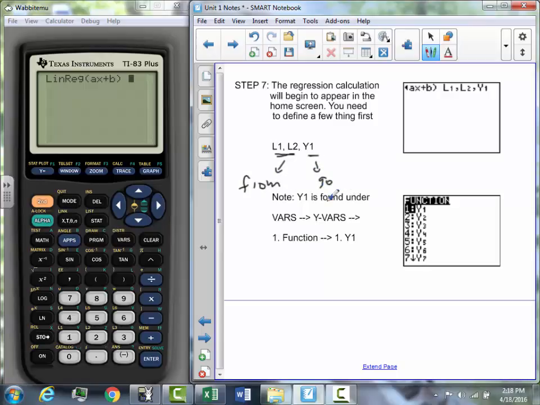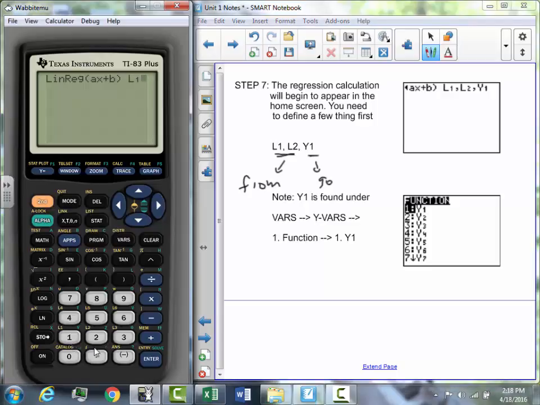If you have this calculator here, you have to type in second, one, and that'll bring up an L1. You guys find that? That means that you had data in L1. Then you need a comma, which is right above number 7. Then we have to tell it where else our data was. Well, it was in L2, so go second, number 2, it'll bring up L2. So far, so good.